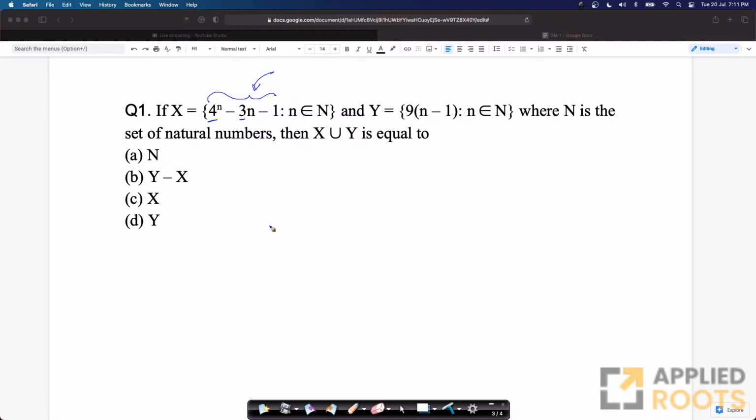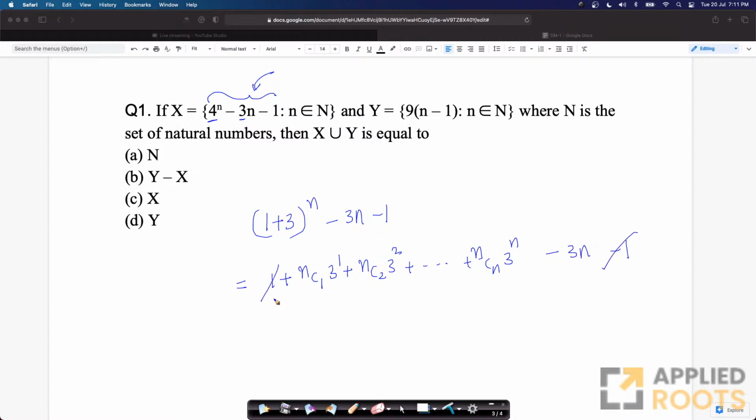You can say, hey, 4 power n, I can write it as 1 plus 3 power n, minus 3n minus 1. So this is what all the values will be. Now, this is like a simple polynomial expansion, right? So what would this be? This will be 1 plus n choose 1, 3 power 1, plus n choose 2, 3 power 2, and so forth, n choose n, 3 power n. Of course, you have minus 3n minus 1. Now, if you observe, this minus 1 and plus 1 would get cancelled. This is nothing but 3n, because n choose 1 is n. So this and this would also get cancelled out. So what you're left with is this term.